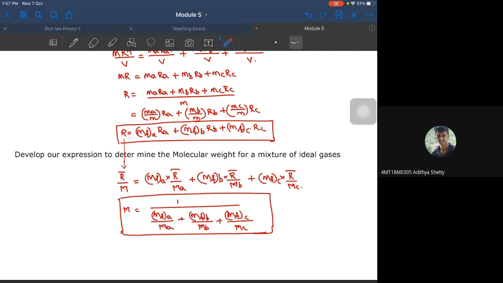Suppose here it is 1 by M. If I reciprocate it, I need to reciprocate this also, right? So here it will be M, and the whole thing will be coming in the denominator. Understood this? Yes, sir. Any doubts?